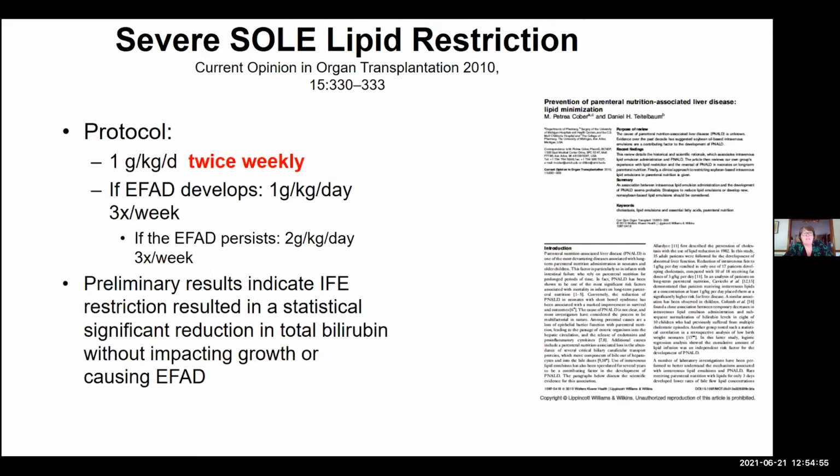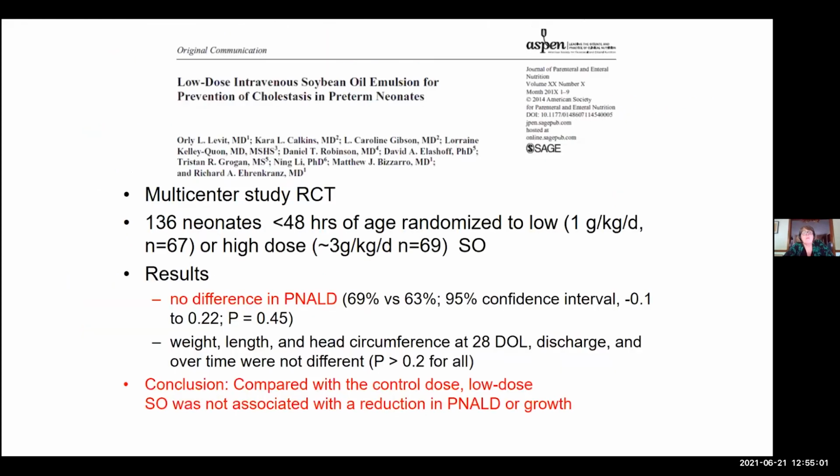And they showed a statistically important reduction in total bilirubin levels with this approach. However, there was a multi-center trial that came out of UCLA, Yale, and Chicago, where they looked at a group of neonates that were randomized to either 1 gram or 3 grams per kilo per day of pure soybean oil. And they saw absolutely no difference. More importantly, they also showed that if you got the 1 gram per kilo per day dosing, there was no negative outcome on growth. So that was important to consider.